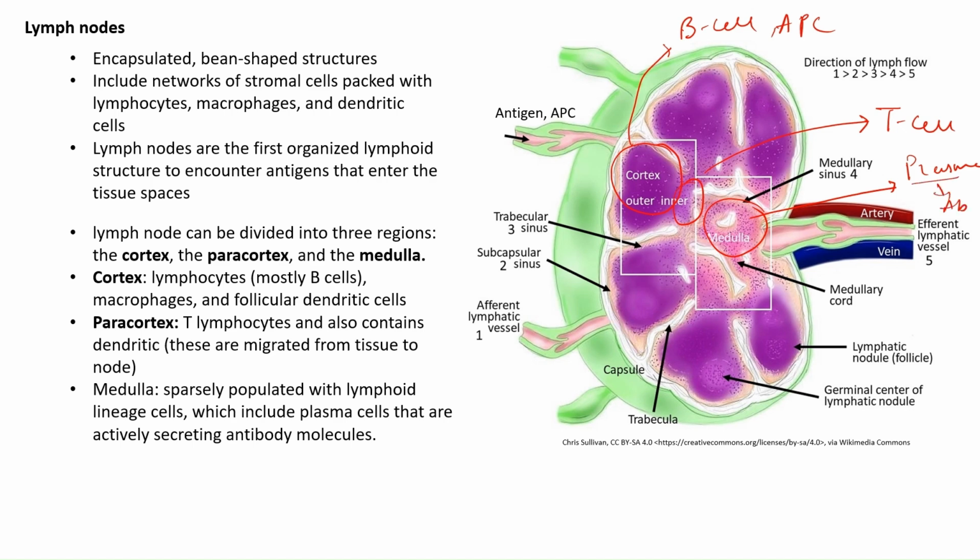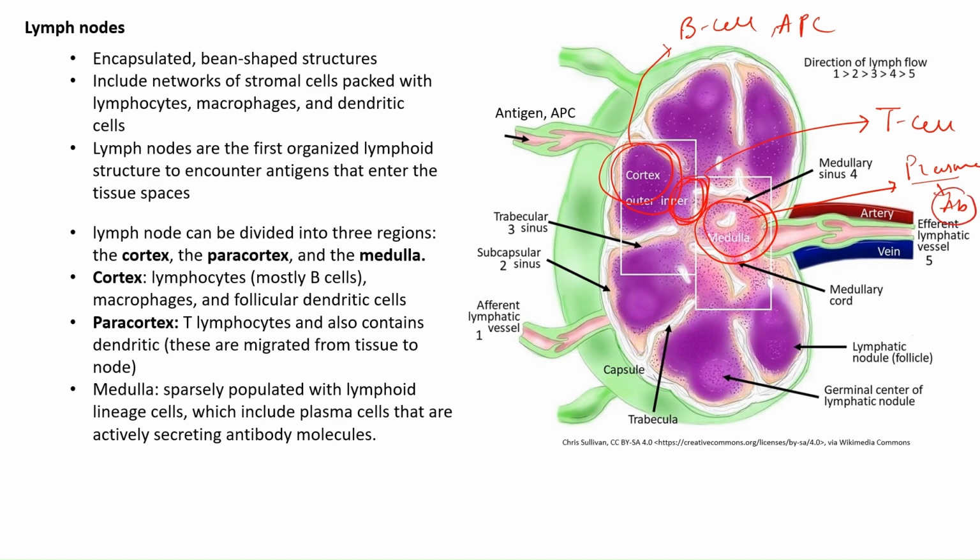So what we have is the outer cortex, then the middle paracortex and inner medulla. The outer cortex consists of B cells and some antigen presenting cells. The paracortex mainly consists of T cells, and the medulla has the activated B cells that secrete antibody in the blood, which we call plasma cells.